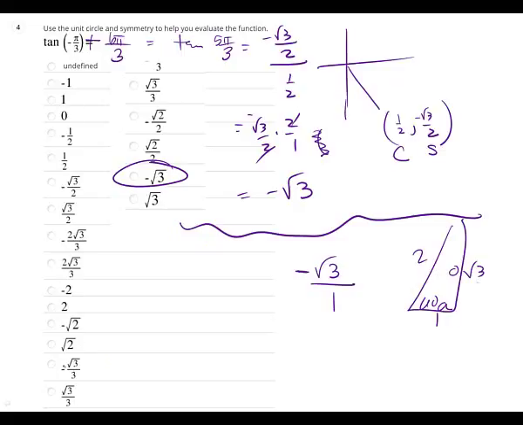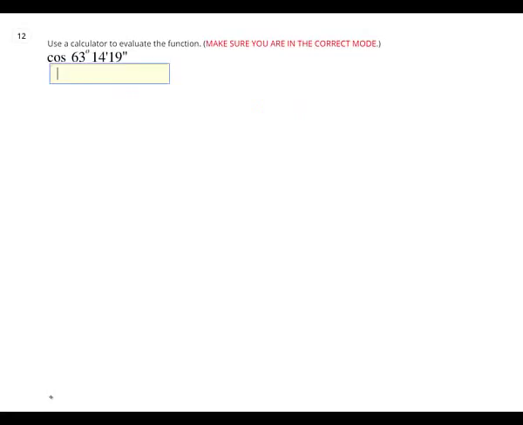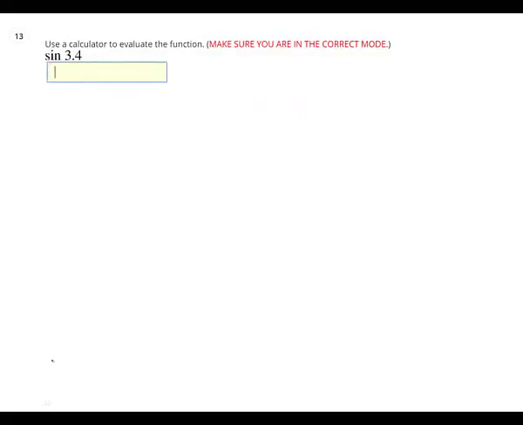Are there any others that we want to see as a group? 13? Okay, look at 13. All right, you're going to use your calculator to evaluate the function. So everybody's going to practice this. What mode should your calculator be in? This one should be in radians. I don't have my calculator up and running, but everybody's going to get their calculator into radians.